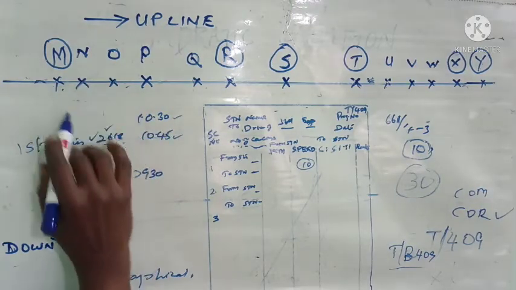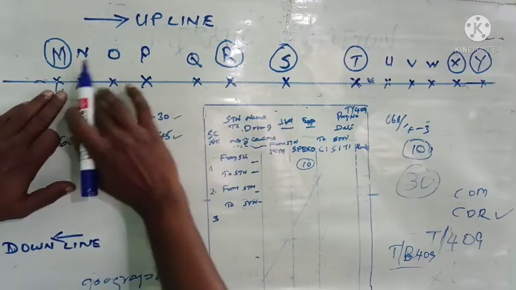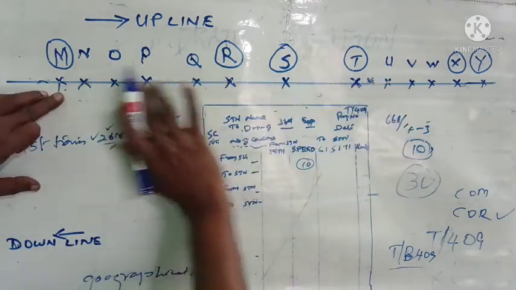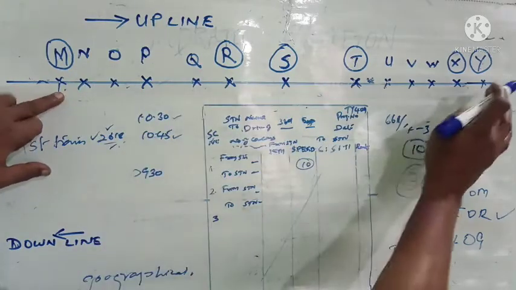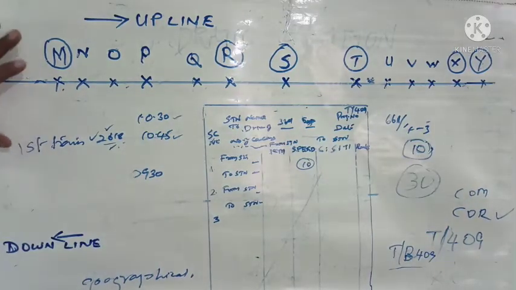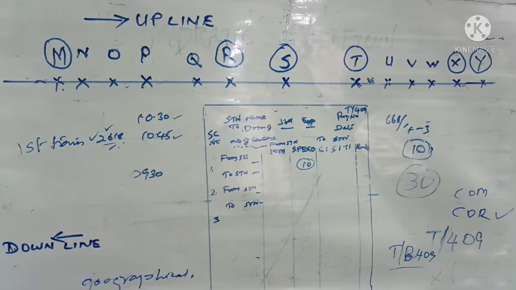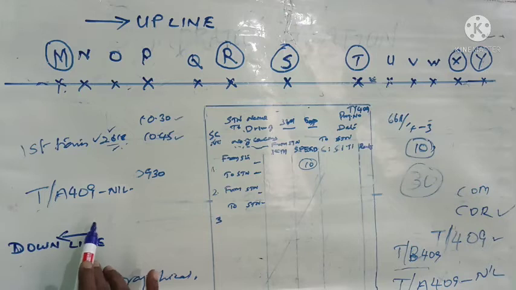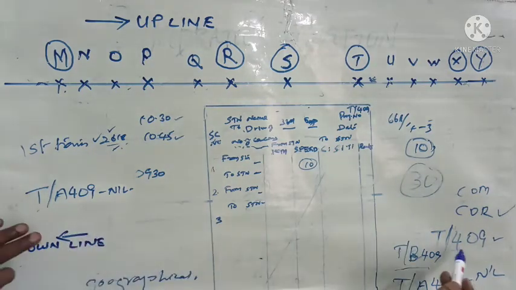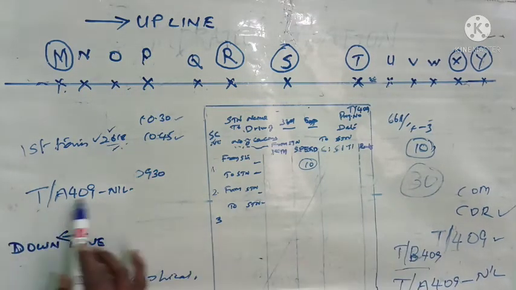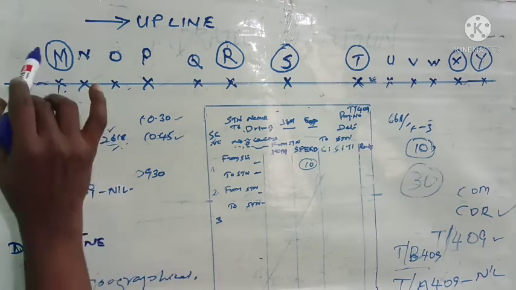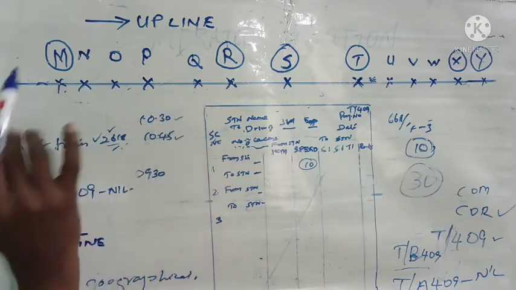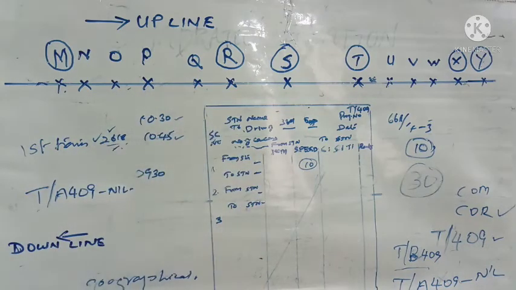Suppose the notice station, there is no caution between M and Y. This can also happen. No cautions, no speed restrictions between M and Y. In that case, the station master M will issue a caution order in form T bar 409, nil caution order. So any of these caution orders, T bar 409 or T bar 409 nil caution order, the loco pilot and guard must obtain while starting the train from notice station as well as from train starting station.